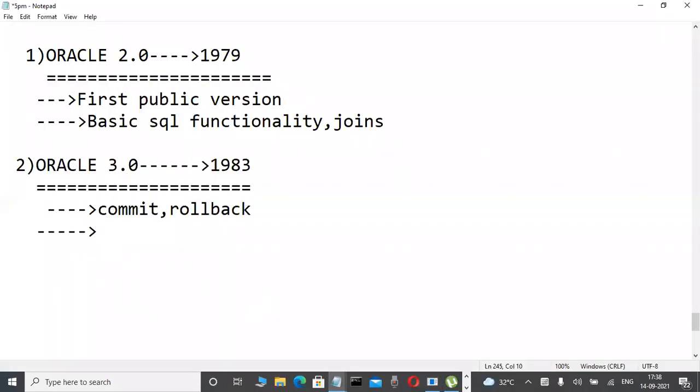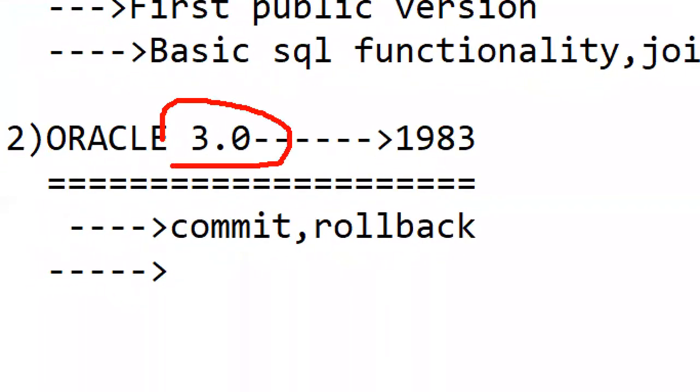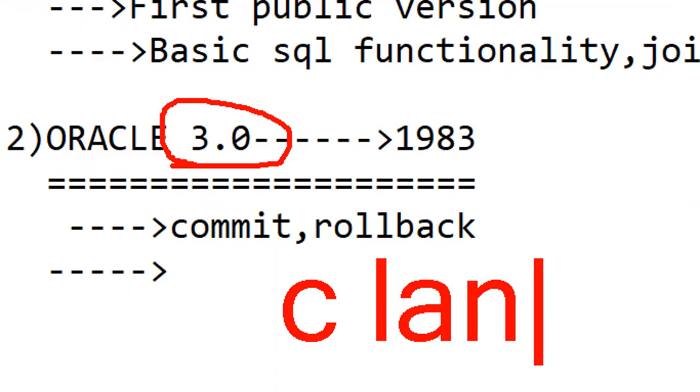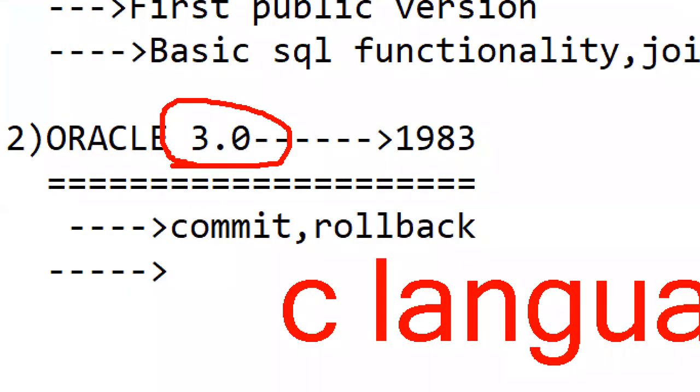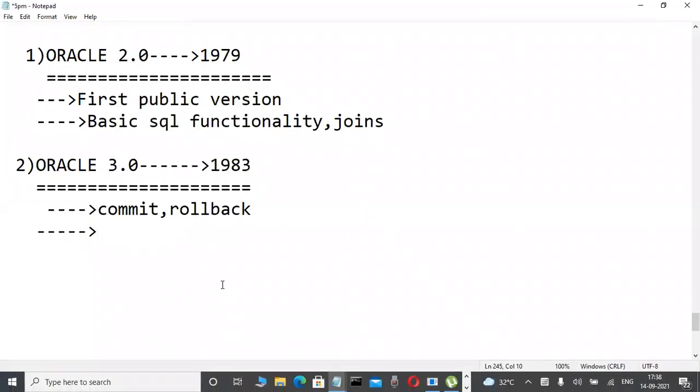But 1983 onwards, 3.0 onwards, Oracle was rewritten using C language. That's why nowadays the internal translator is also very powerful on the Oracle side. They are using C language only for implementing internal concepts. That much powerful. In the olden days, PDP assembly language was there, but nowadays C language only is used for the internal translator. You may not have an idea, not a problem, I am just telling the internal concepts. That's why it was rewritten in C language.